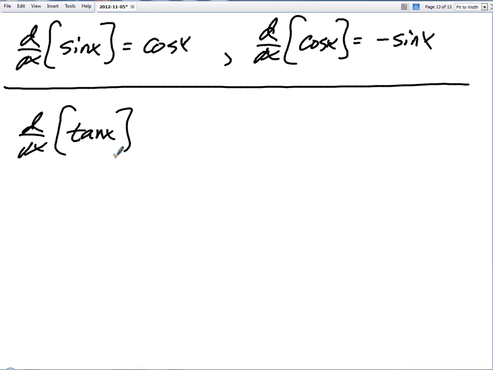What if we handle this? Yeah, what if we write tangent as a quotient? We now know the quotient rule. So that's equal to the derivative with respect to x of sine x over cosine x, right? And so by the quotient rule, what's that give us?